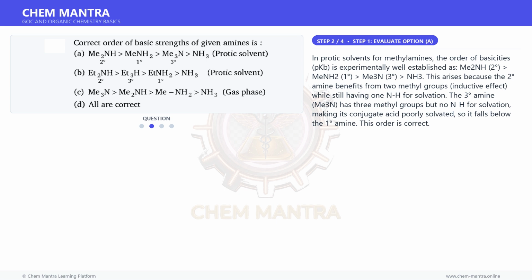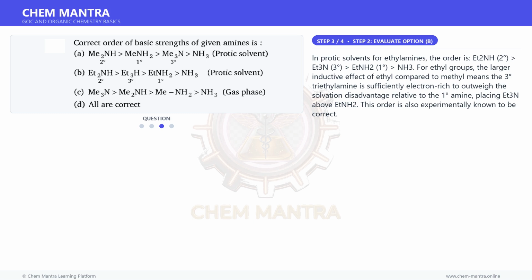This arises because the 2 degrees amine benefits from 2 methyl groups, inductive effect, while still having 1 N-H for solvation. The 3 degrees amine, Me3N, has 3 methyl groups but no N-H for solvation, making its conjugate acid poorly solvated, so it falls below the 1 degree amine. This order is correct. Moving on to the next step.